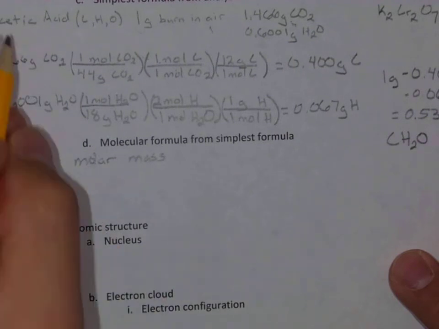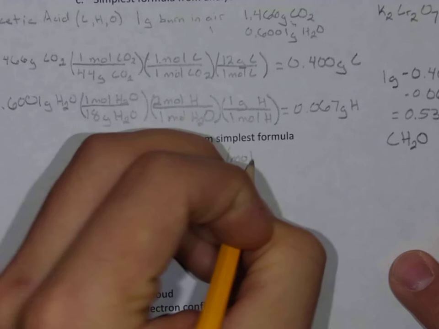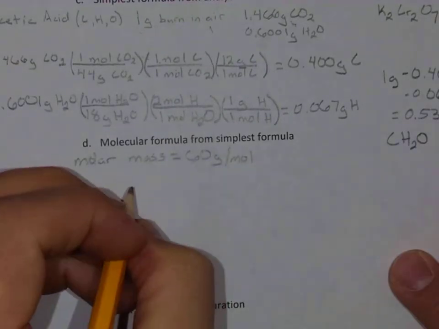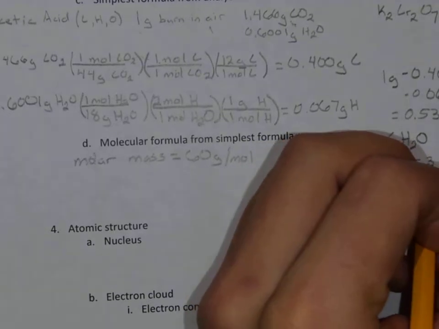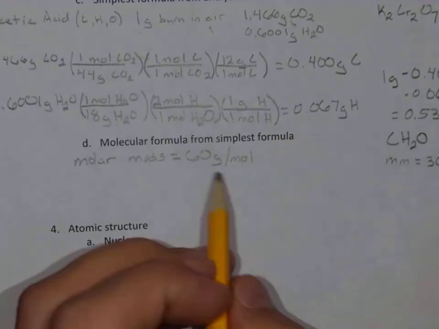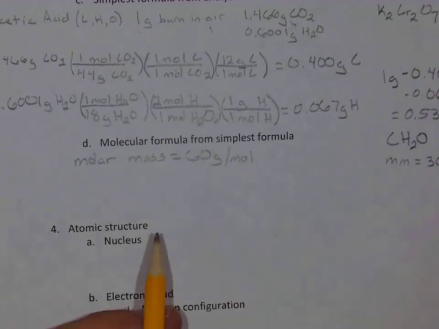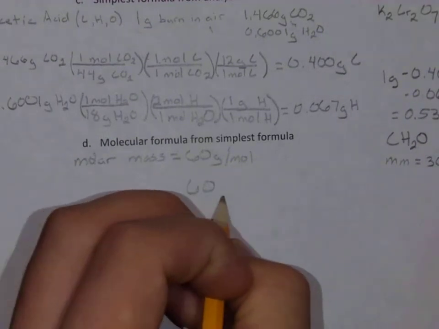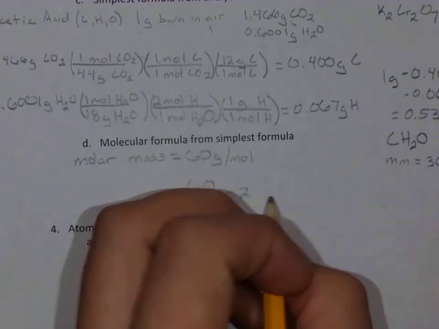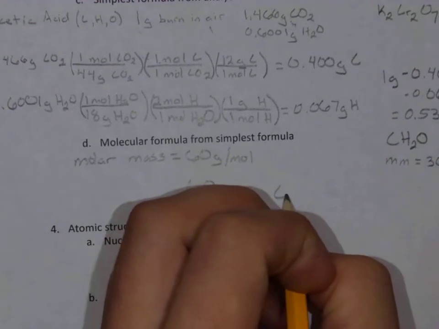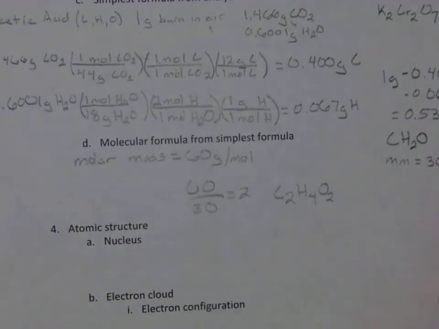So say I was able to figure out that the molar mass of my acetic acid was equal to 60 grams per mole. I can look at my CH2O and say, oh, well, the molar mass of CH2O is equal to 30 grams per mole. And my actual molar mass is 60 grams per mole. So the ratio between the two is 60 divided by 30 equals 2. So I need to take each of my components and multiply them by 2. So my actual formula for acetic acid is C2H4O2. There's my molecular formula.